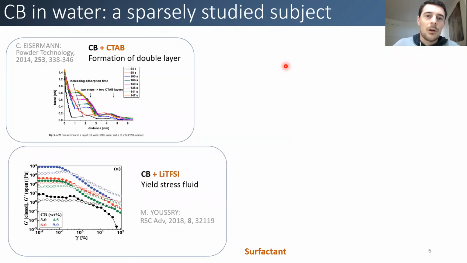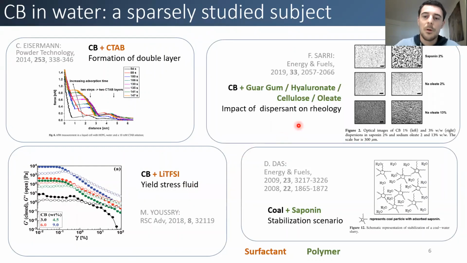Finally, carbon black in water has already been a little bit studied in the literature, and people tend to use either a surfactant, for example CTAB, for which people observe the formation of a double layer of the surfactant at the surface of the carbon black, or LiVZ. In this case, they observed the formation of a yield stress fluid. On the other hand, other people try to study this system with different kinds of polymer, and especially see what differs for different polymers and what the stabilization scenarios are.